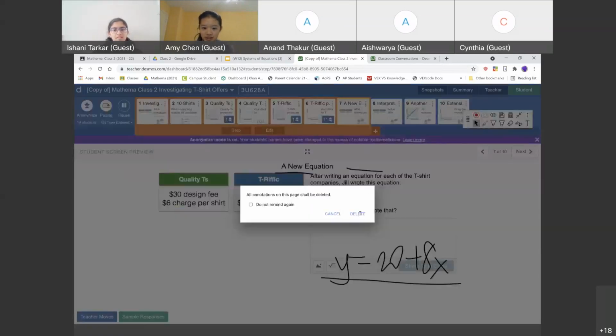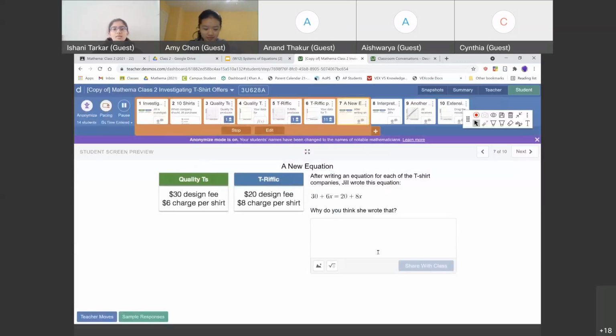After writing an equation for each of the t-shirt companies, Jill wrote this equation. Why do you think she wrote that? So basically, what does this equation represent in this scenario?